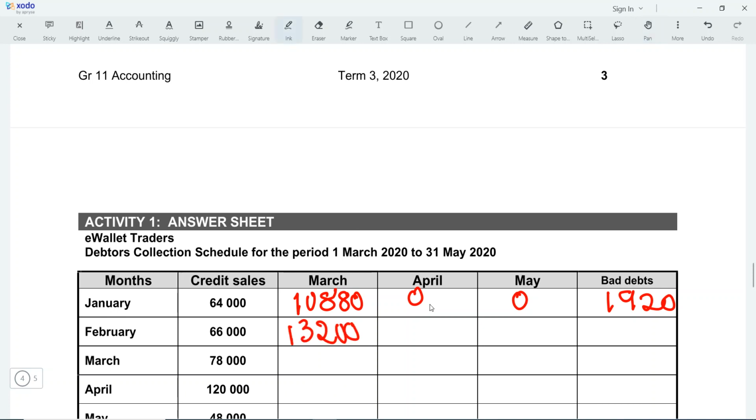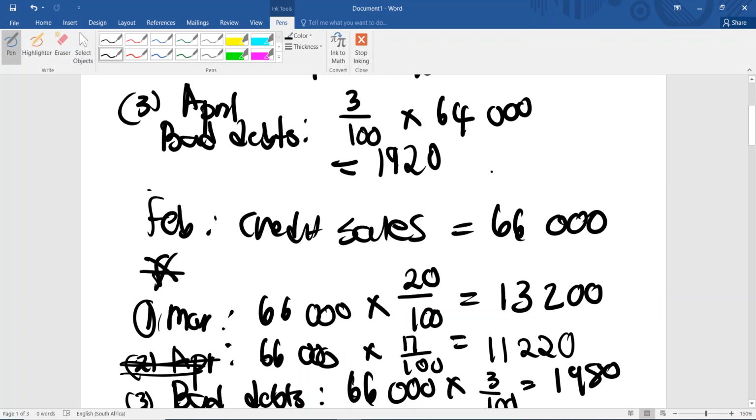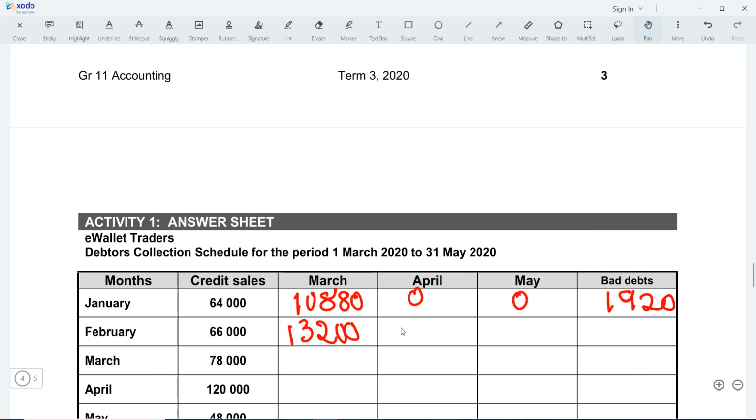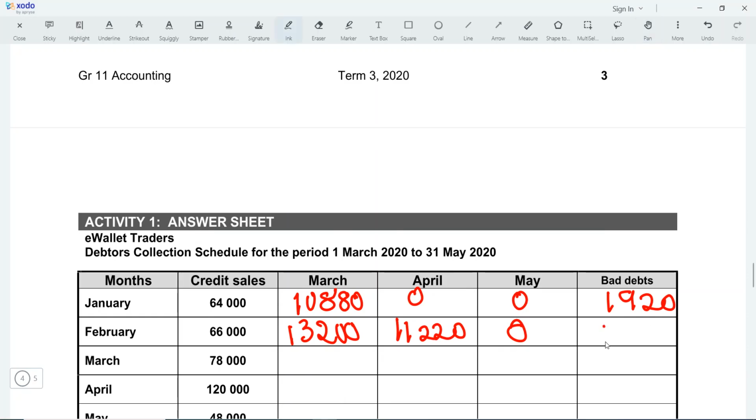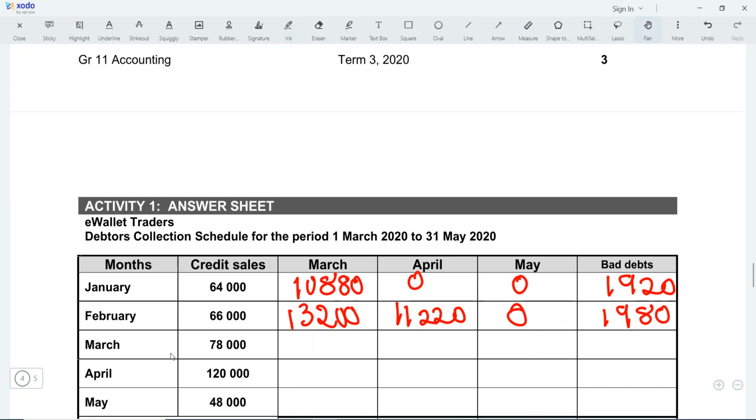And then you are also going to record in April, because if you check here, you do have April as 11,220. So that 11,220 will come here, but here you will have nothing. And then the amount that we have calculated for bad debts is 1,908. So you just write it here, 1,908, and then you proceed to the sales that took place in March.